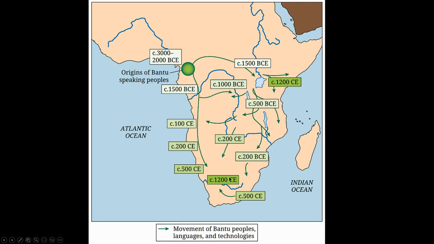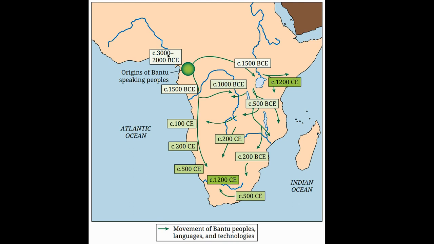Now, CE means AD. That is the number of years since the year zero, whereas BCE is the number of years before zero. So if we want to find out how long that took, we would add this number, 1200, to this number, 2000, and that would give us about 3,200 years ago that they started moving until when they got here. But if that's confusing, just remember the darker the green, the more recent the arrival in this area, and the closer the label is to white, the earlier it happened.